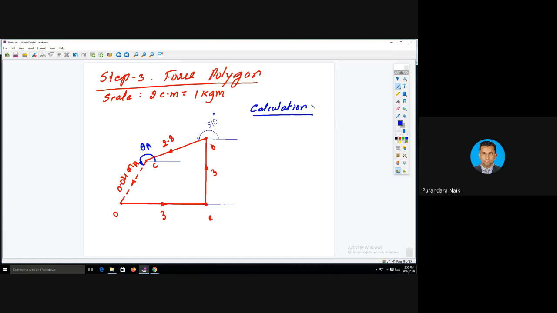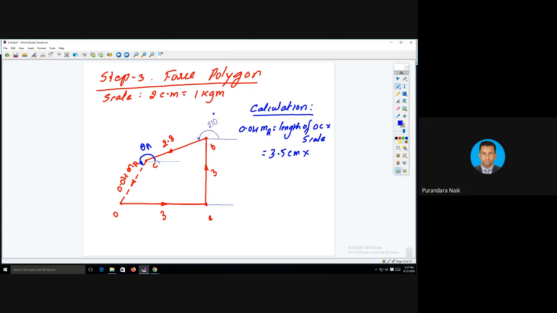I'll do the calculation here only since I have enough space here. See here, what is the length of this line? That is 0.04 MA is equal to the length of OC into scale. If you measure the length OC from C to O, we will get 3.5 centimeter. 3.5 centimeter into scale. Is it 2 by 1 or 1 by 2?